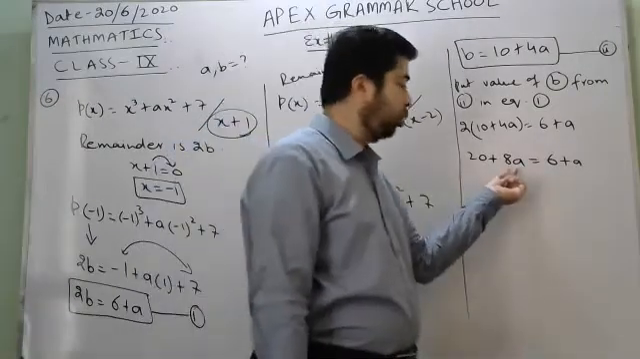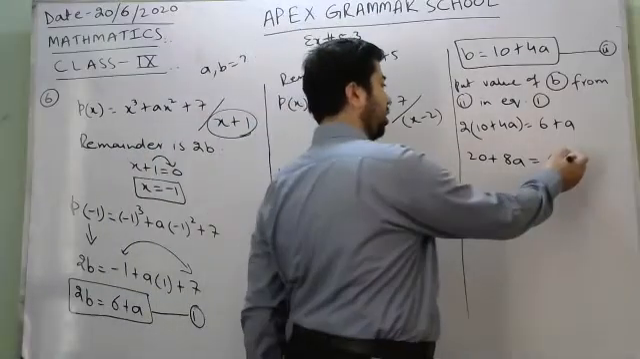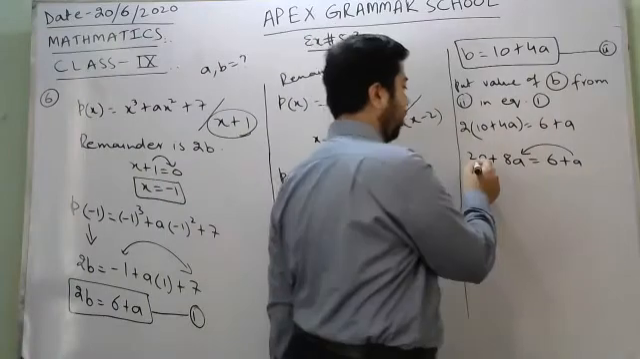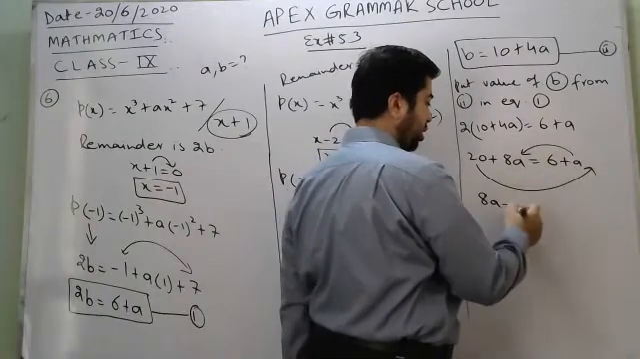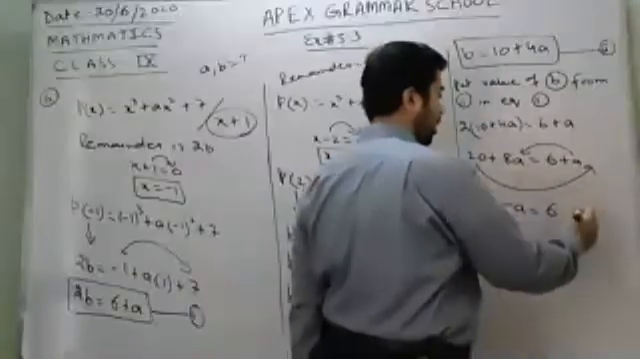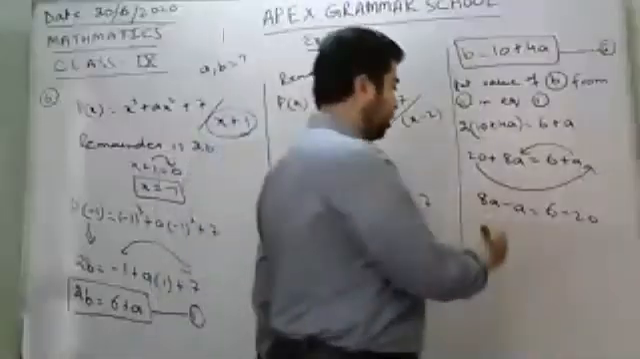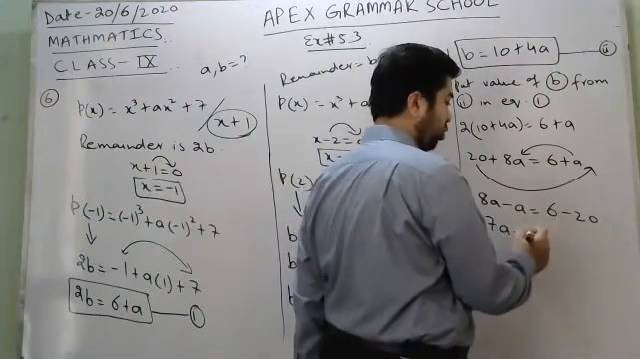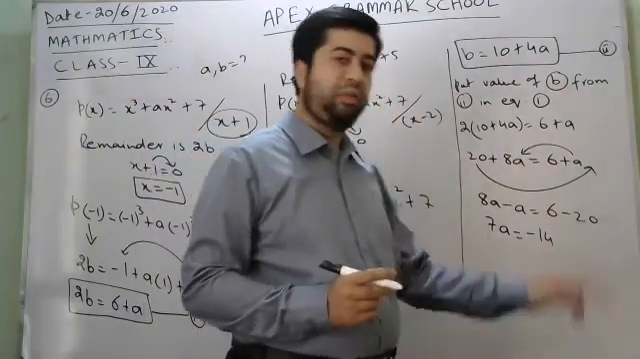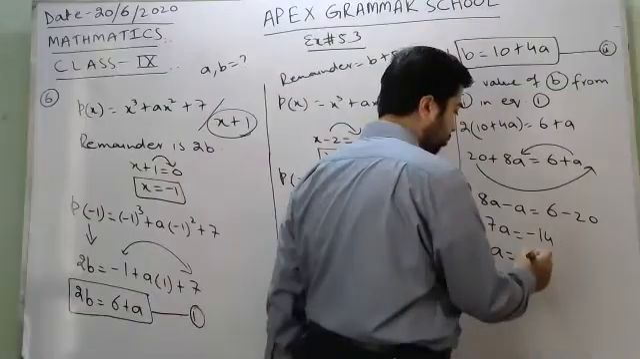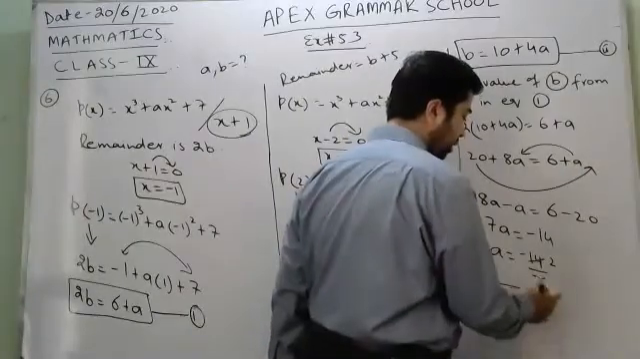Now you can see that a is here and here. So you have to collect the values of a on one side and the other values on the other side of the equation. 8a and plus a will be negative there, and 6 minus 20. 8a minus a means 7a is equal to 6 minus 20, means minus 14. So 7 is multiplying and going to be divided there. 7 1 is 7, 7 2 is 14. So you can say that the value of a is minus 2.